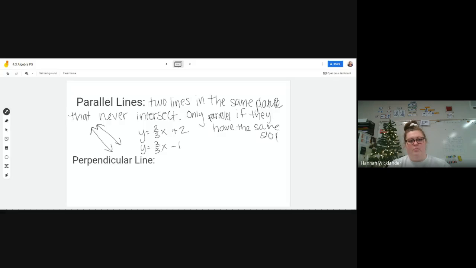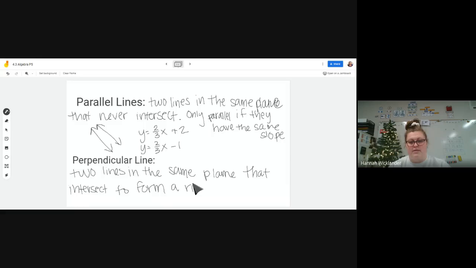Okay. Now perpendicular lines are two lines, again, in the same graph. Same plane is just what the textbook uses, but same plane means same graph, that intersect. So these ones do touch and cross, that intersect to form a right angle. So these ones are going to cross and make an X to make that right angle. So there's our little right angle.